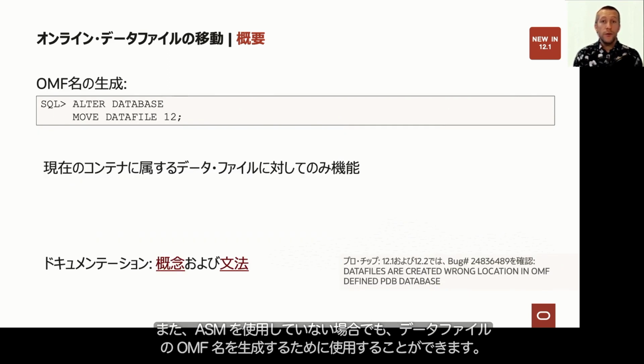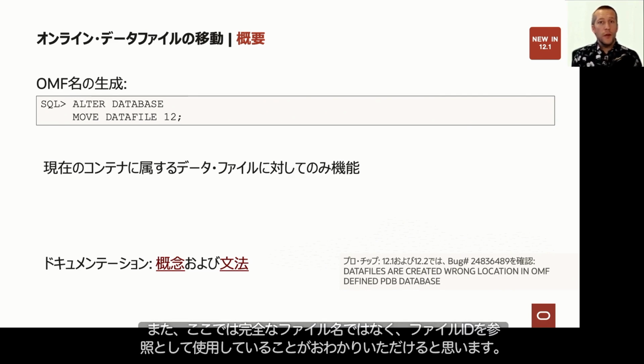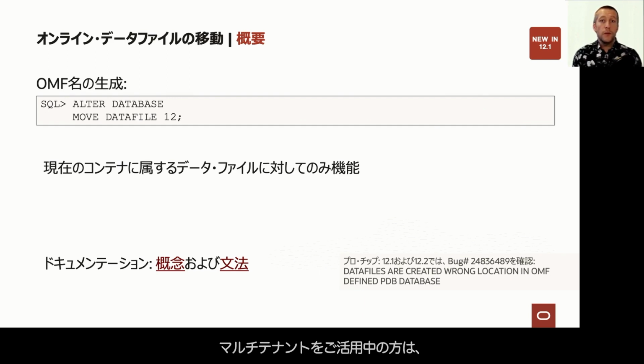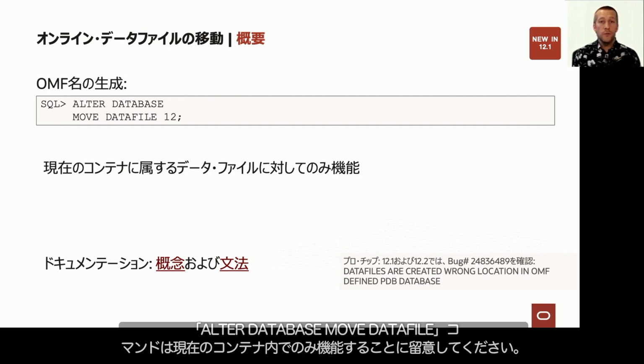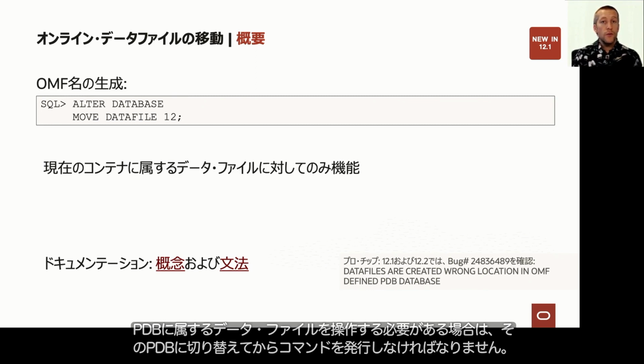You can also use it to generate OMF names for your data files, even if you're not using ASM. Simply omit the destination part of the command, and the database will generate an OMF name. And you can also see here that I'm using the file ID as a reference instead of the full file name. If you live in the multitenant world, you should be aware that the ALTER DATABASE MOVE DATAFILE command only works within the current container. So if you're logged into CDB$ROOT, you can only move data files that belong to the root container. If you need to work on a data file that belongs to a PDB, you have to switch into that PDB and then issue the command.